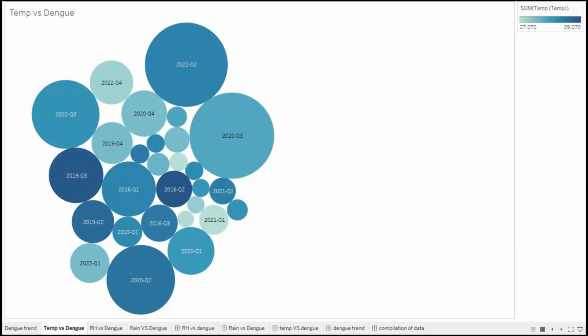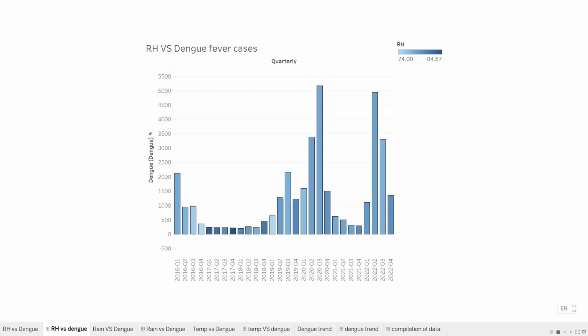We assume that higher temperatures would lead to more dengue cases, but in the second quarter of 2022, the temperature is 28.4, the number of dengue cases is 4,943, while in the third quarter of 2018, where the temperature is 28.3 degrees, the number of dengue cases is only 239. Therefore, we can conclude that there is no correlation that temperature is a factor that affects the number of dengue cases. The second factor we assume influences the frequency of dengue cases is relative humidity.